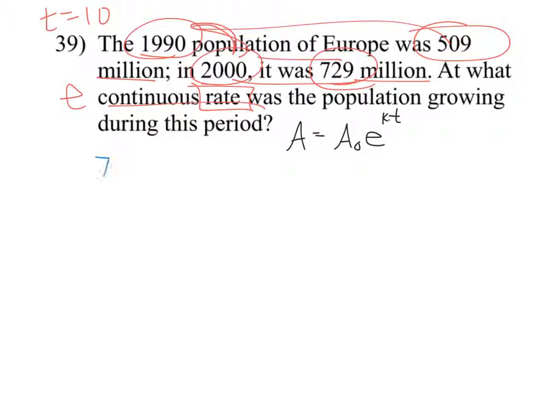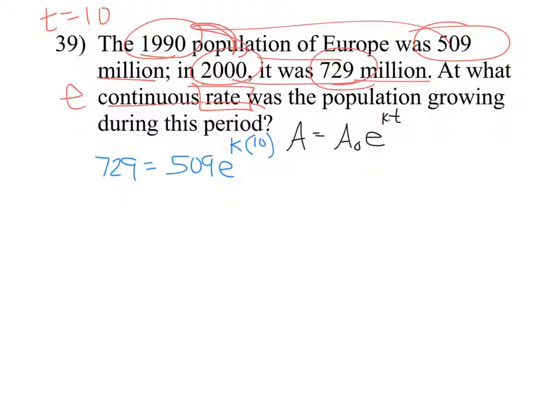So our future amount is 729 million. That's equal to 509 million, base e. I'm going to leave k alone because I don't know what it is. And then our time is 10 years. So we have a variable in the exponent. So we know how to solve for those.